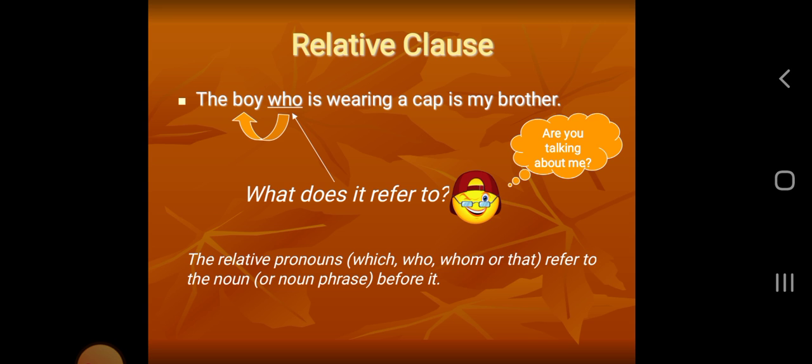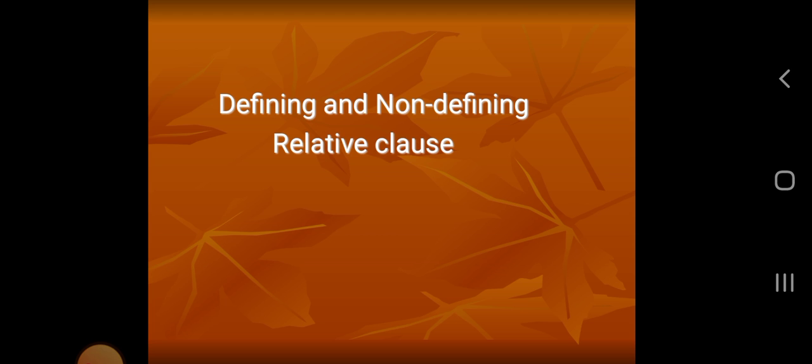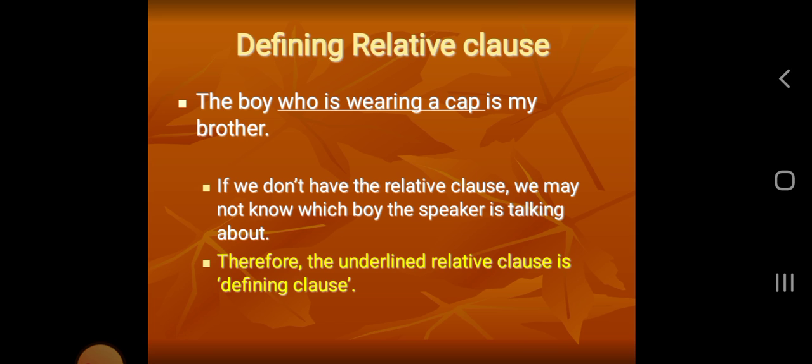Who does who point to? The boy. Relative pronouns which, who, whom or that refer to the noun or noun phrase before it, showing us or explaining the noun or noun phrase that comes before. Defining and non-defining relative clause. Defining relative clause: the boy who is wearing a cap. The boy who is wearing a cap is my brother. Who is wearing a cap is what? Defining relative clause. It defines the boy, it defines the noun, it defines the noun phrase.